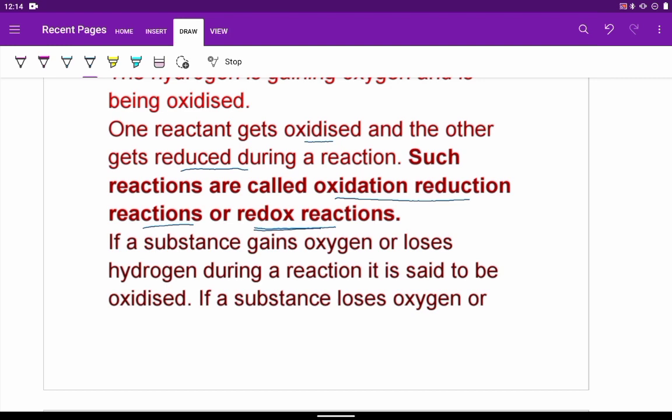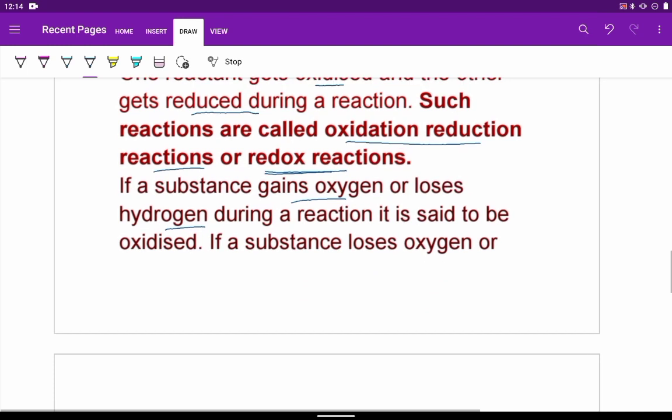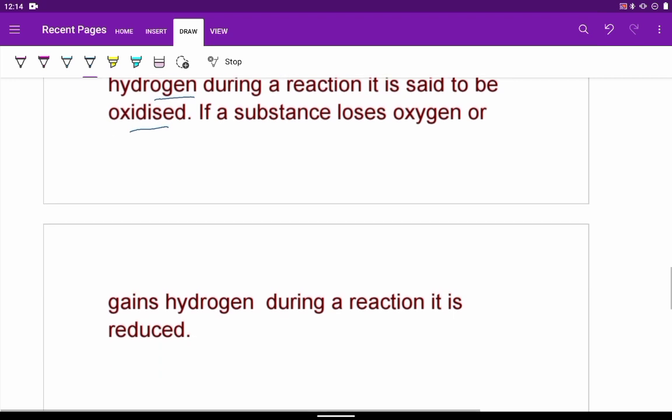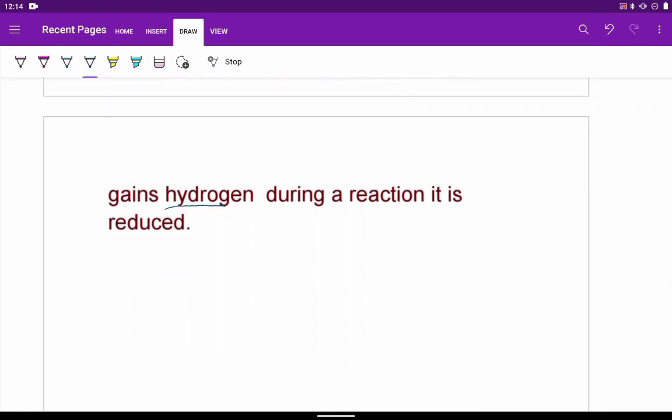And we can say that if a substance gains oxygen or loses hydrogen during a reaction, it is said to be oxidized. Whereas on the contrary, if a substance loses oxygen or gains hydrogen during a reaction, it is reduced. So students, this is all about oxidation reduction reactions or redox reactions.